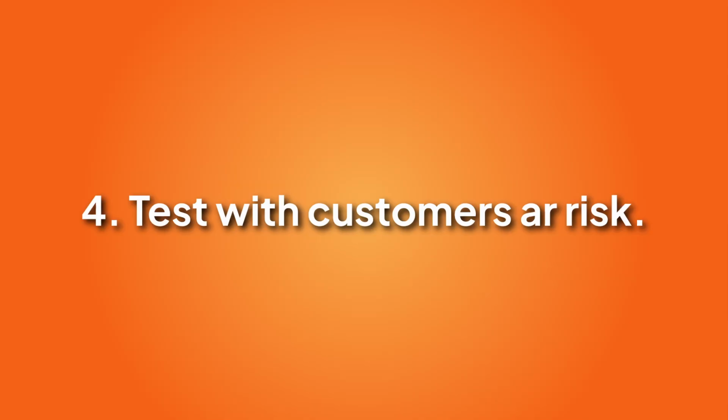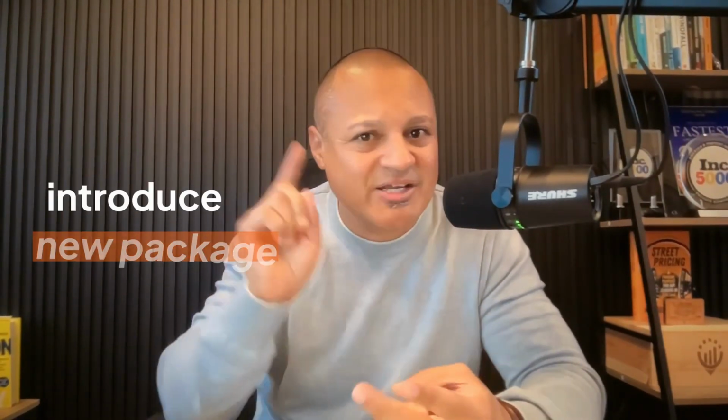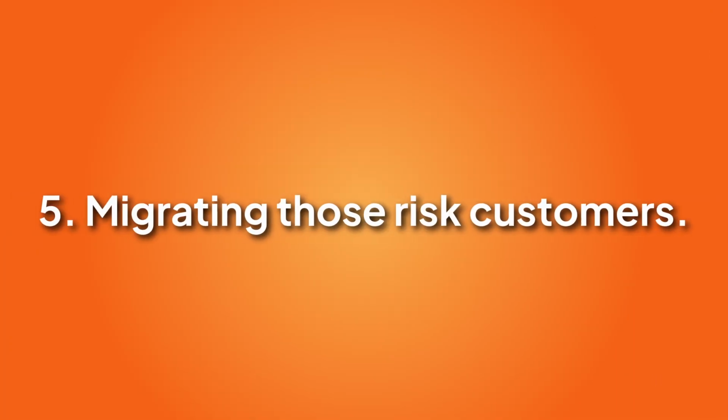Step 4, you want to test with customers at risk. So this means let's take a small group of customers that you think are showing signs or indication that they may churn or not renew, and then you can introduce the new package, the new metric to them and get their feedback. Hey, this is actually a lot better for me. This aligns a lot more with where I see the value and where I'm at. And so if you're seeing success and getting feedback there, then that's what you want. So test, and then finally start migrating those customers over.